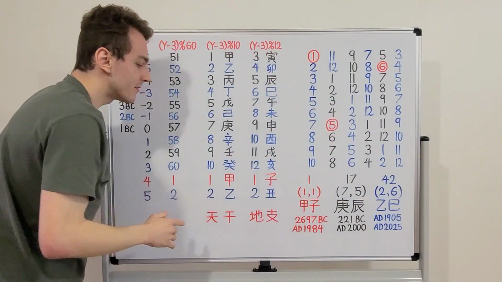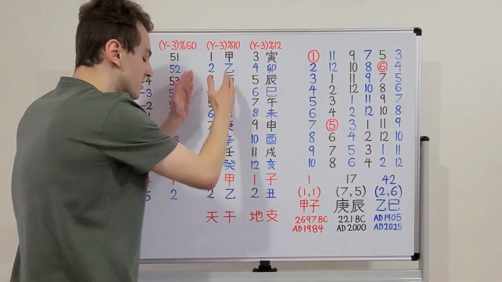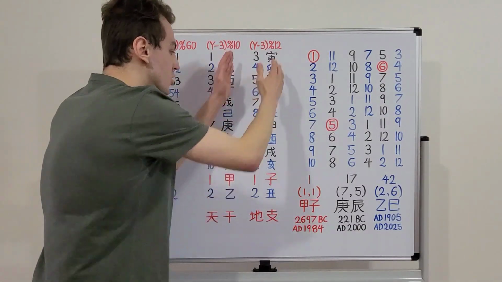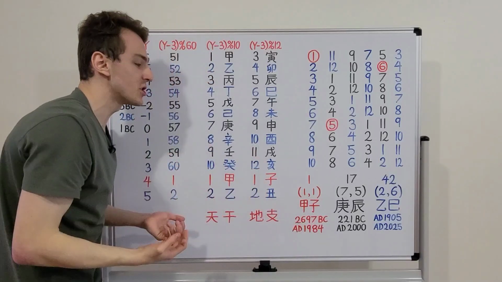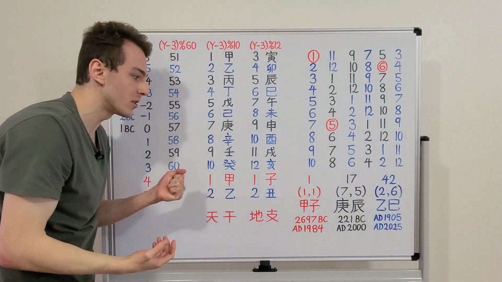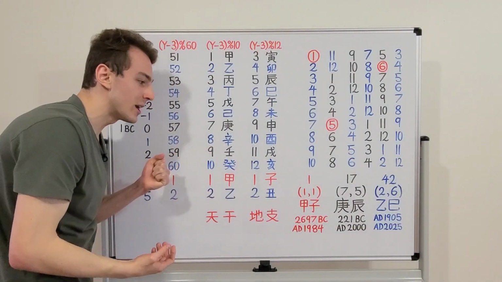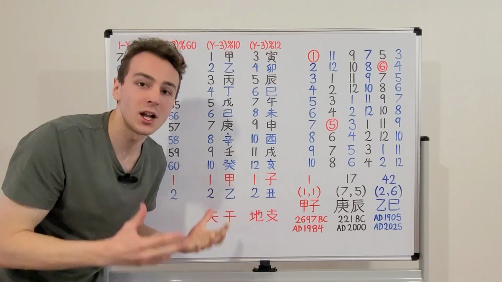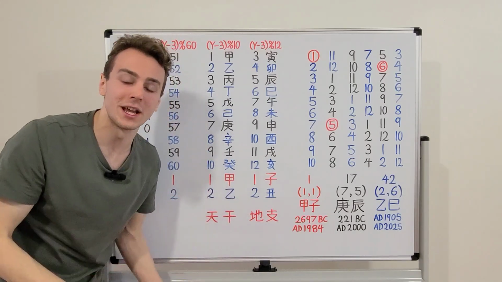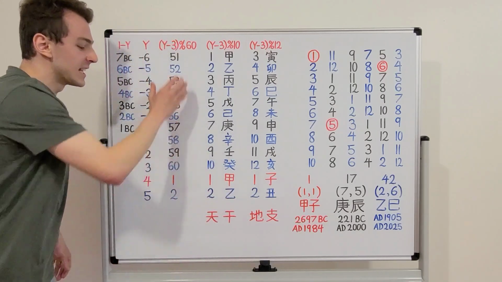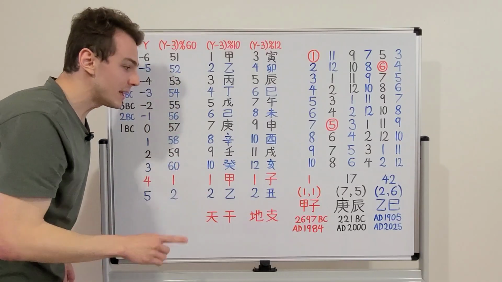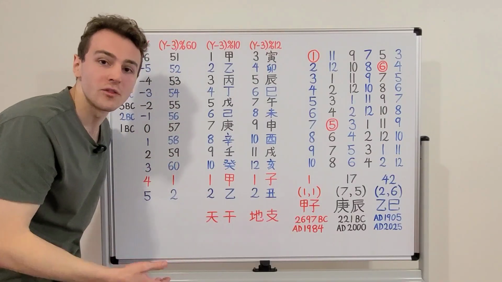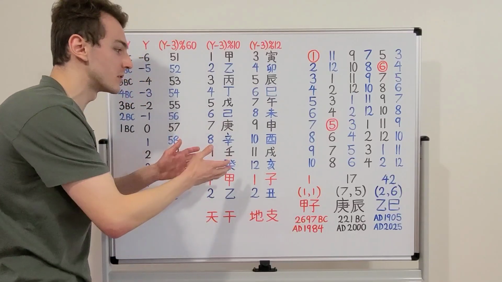Now, we have 10 characters over here and 12 characters over here. So what are all the possible combinations? We have 10 options for the first one, 12 options for the second. So we have 10 times 12, which is 120 possible combinations. But there are only 60 years in a sexagenary cycle. So that means that only half of the possible combinations are used.